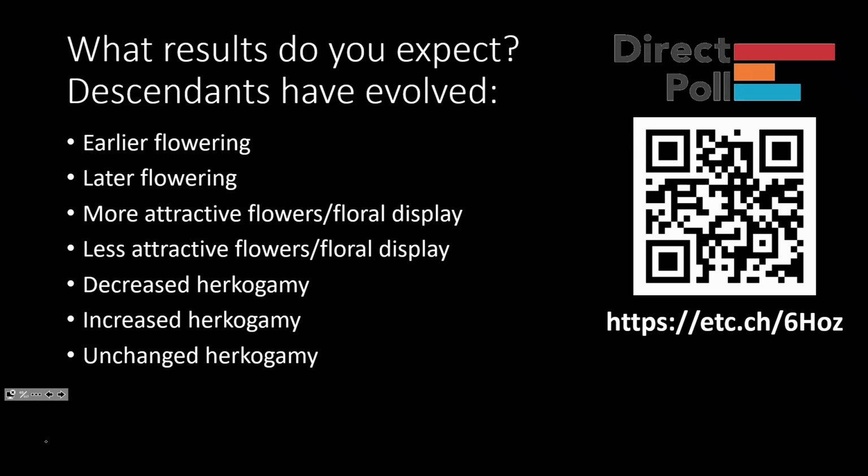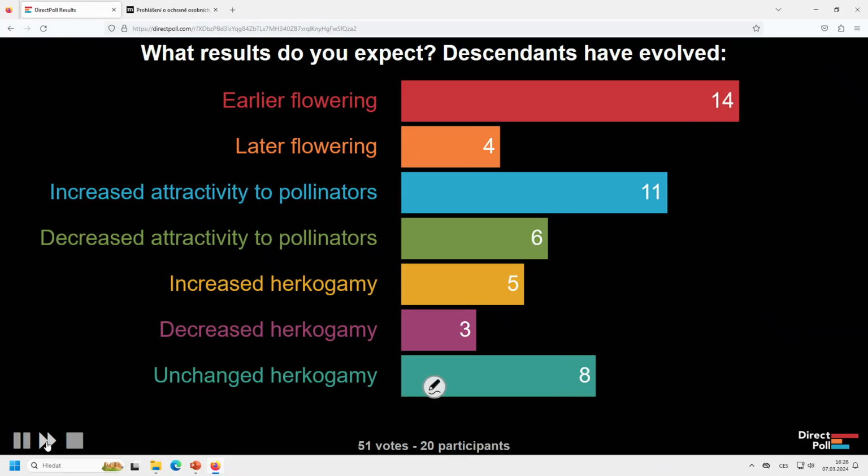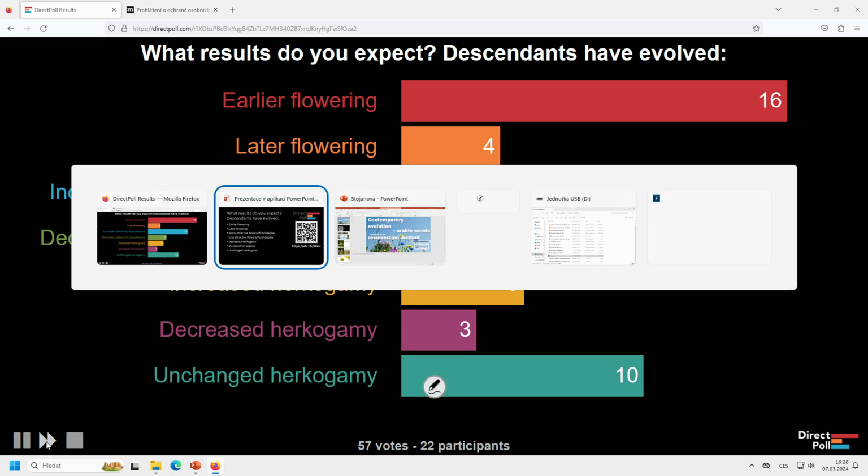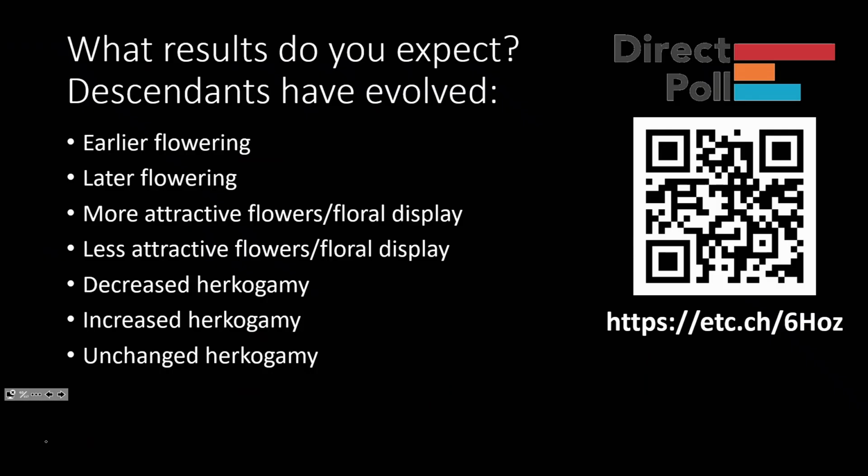I see more and more heads coming up, so I'm showing the results in 3, 2, 1. Okay. So the general expectation is towards earlier flowering, towards increased attractivity to pollinators, and unchanged herkogamy. So this should be an adaptation to climate change, and these two should be an adaptation to maintain interactions with pollinators. Let's see now, what did I actually observe in my common garden experiment?